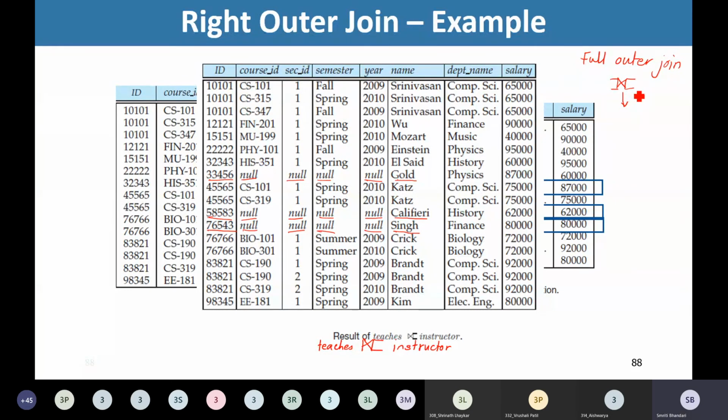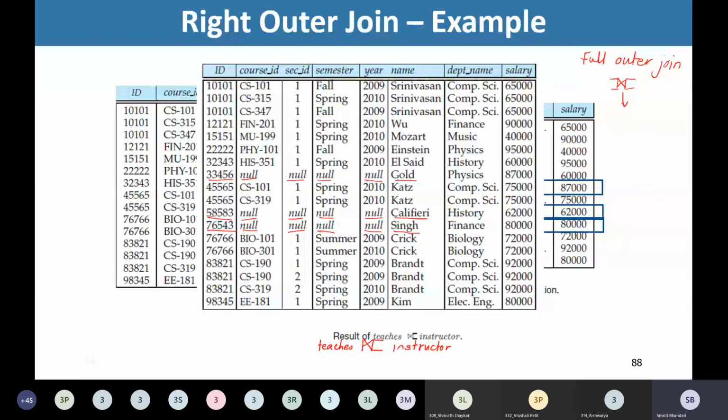Simply, whichever attribute has an unmatched tuple in the other side relation, we replace those values with null. That's all. So full outer join is actually a combination of both left outer join and right outer join. From the left hand side relation, whichever are the unmatched tuples, we are keeping those. Also from the right hand side relation, whichever are the unmatched tuples, we are keeping those tuples as well in the output. And this is how we are performing full outer join.